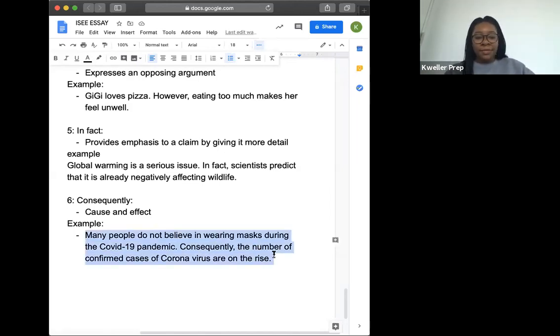Many people do not believe in wearing masks during the COVID-19 pandemic. And consequently, the number of confirmed cases of coronavirus is on the rise. So that's the idea of cause and effect. The cause is that people don't believe in wearing masks, and the effect is that confirmed cases are now increasing.